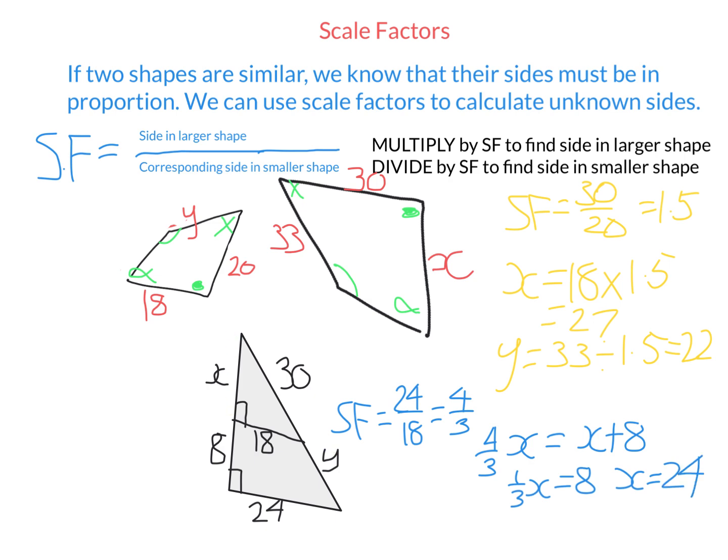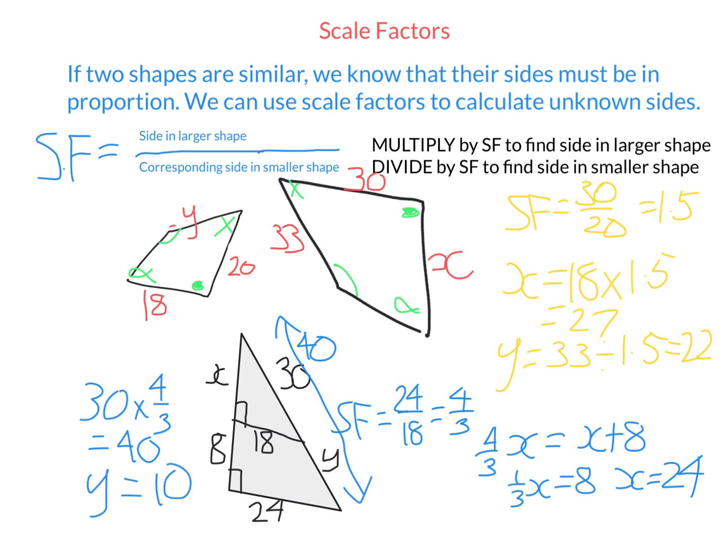Now let's look at finding y. Well, y is sort of part of the larger shape. I need to find this length here to find y. Well, the side in the smaller shape is 30. So if I times that by the scale factor, I actually get 40. This whole length here must be 40, because 40 is 30 times the scale factor. So that, of course, means that y has to equal 10, because 30 plus 10 equals 40.